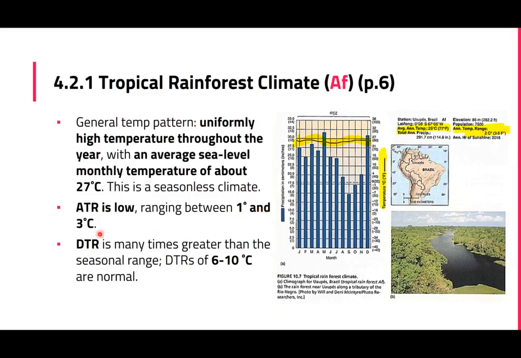The next one is the diurnal temperature range. This one obviously you can't see in the climate graph, because the climate graph shows you only monthly data. But you also need to know that in the tropical rainforest climate or AF climate, the diurnal temperature range is about 6 to 10. So it's larger than the annual temperature range. But it's not super huge yet as compared to, let's say, the desert climates, which we will learn later. Once again, you need to remember all these figures.